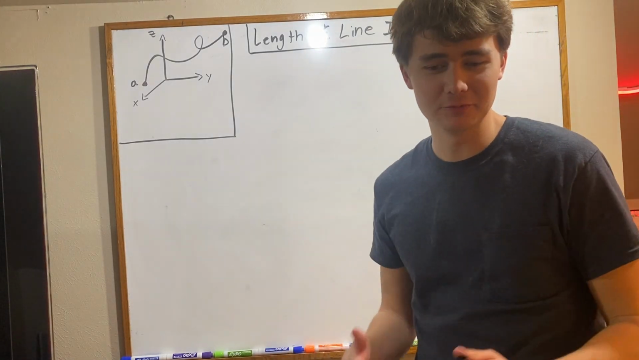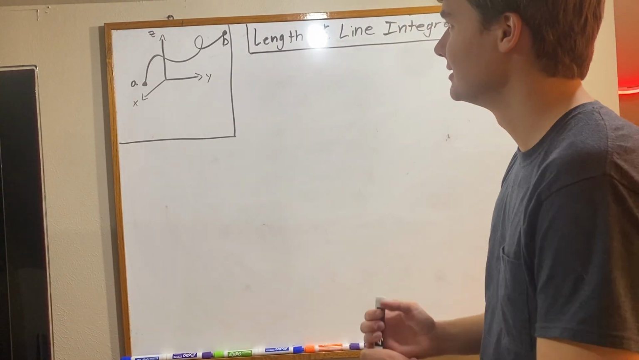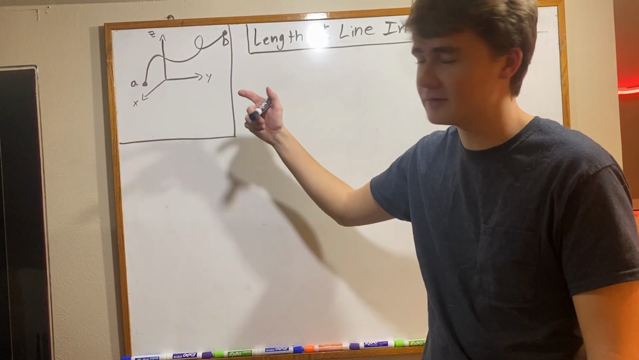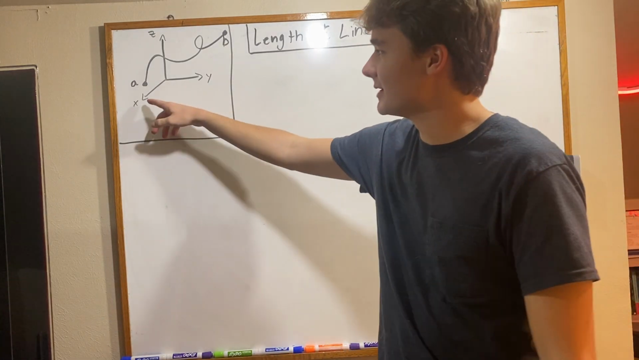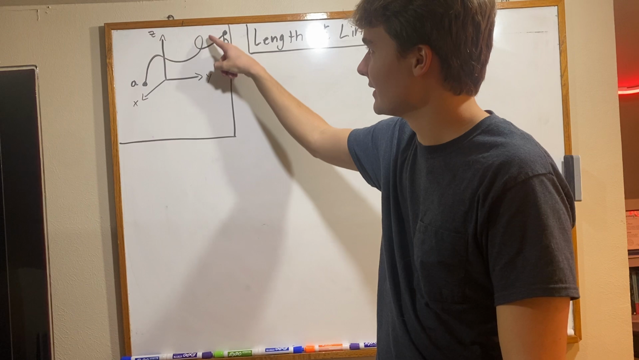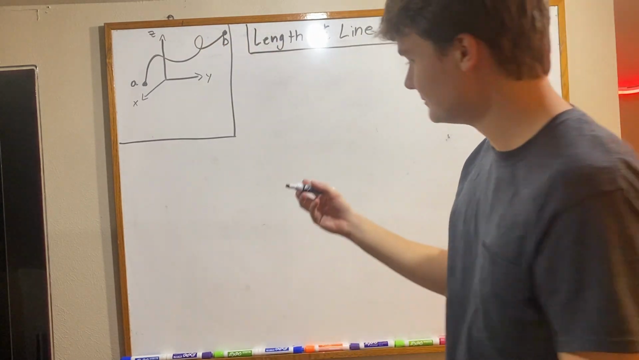Hi, so I'm going to show you some cool relations for length and line integrals. Say that you have a line that goes like this. It's a curve. They call it line integrals. It's not the best name for it. So you have XYZ space here and you have a line from A to B. What you can do is parameterize this line.